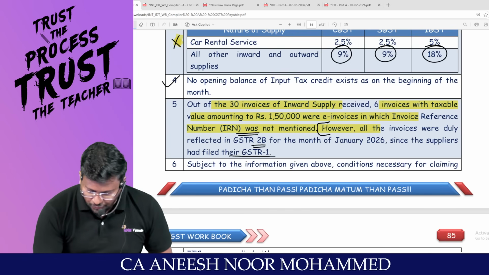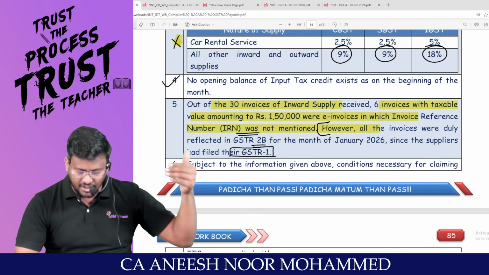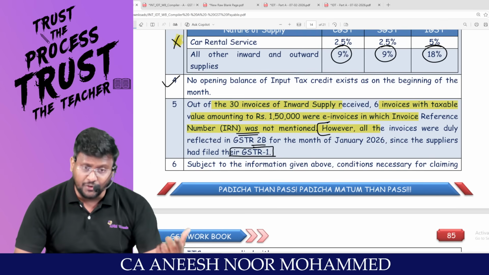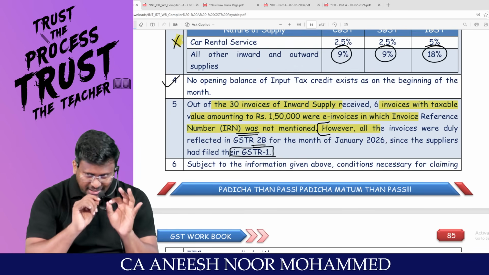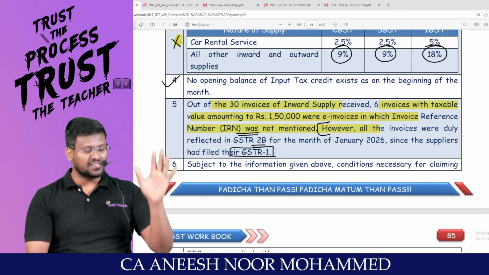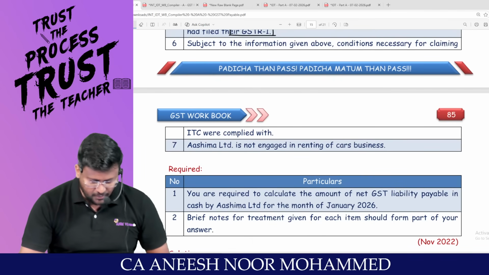Since the suppliers have furnished their GSTR 1, it has been reflected in GSTR 2B for the remaining 5 lakh rupees. So we are entitled to claim ITC for the 5 lakh. Even the returns chapter has been slightly tested. Subject to the information given above, conditions necessary for ITC were complied with.